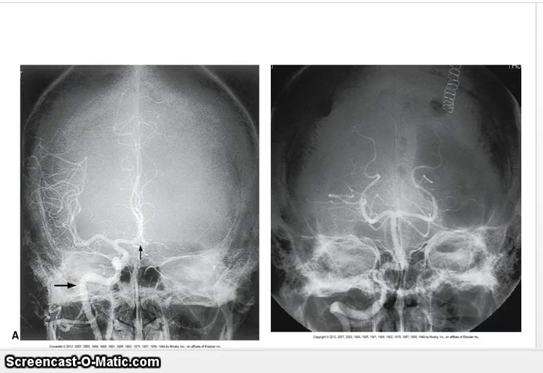I just want to do a brief review of skull anatomy. Here on your AP views, here we have the AP view of the internal carotid artery, and here we have the AP view of the vertebral artery. And for the AP views of these intracranial structures, you're going to want the petrous ridge superimposed over the supraorbital rim.